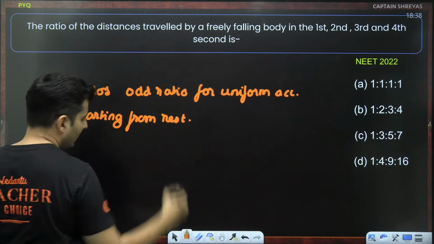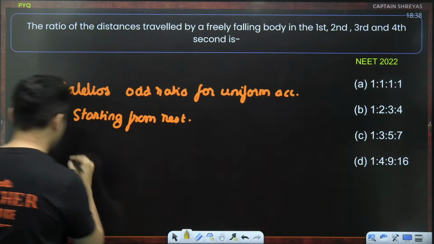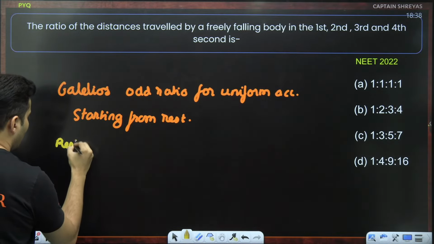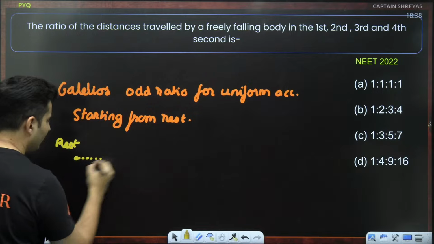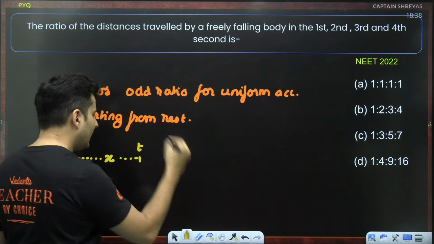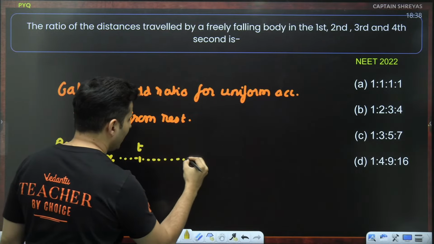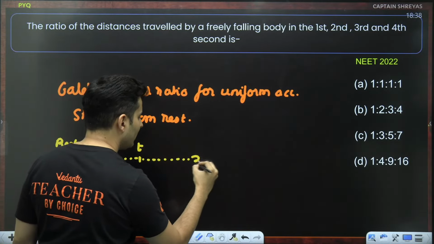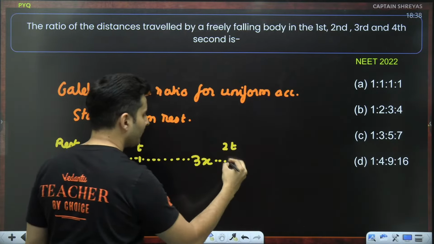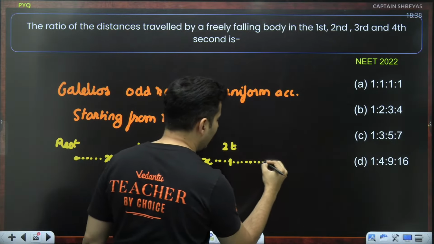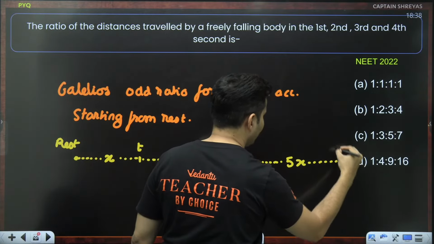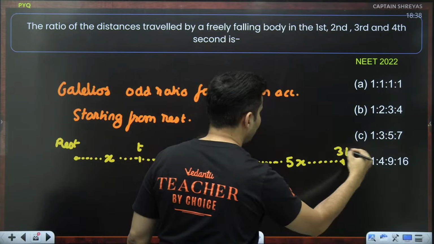This is very important. If you start from rest and you move for some time, you move a distance x in time t. In the next interval, when the time becomes 2t, you would have moved 3 times the previous distance. In the same interval again, you would have moved 5x when the time becomes 3t.